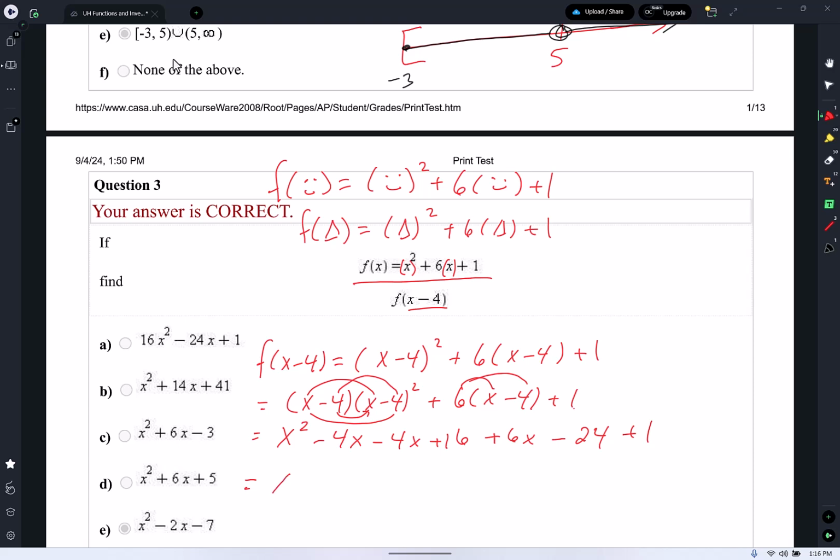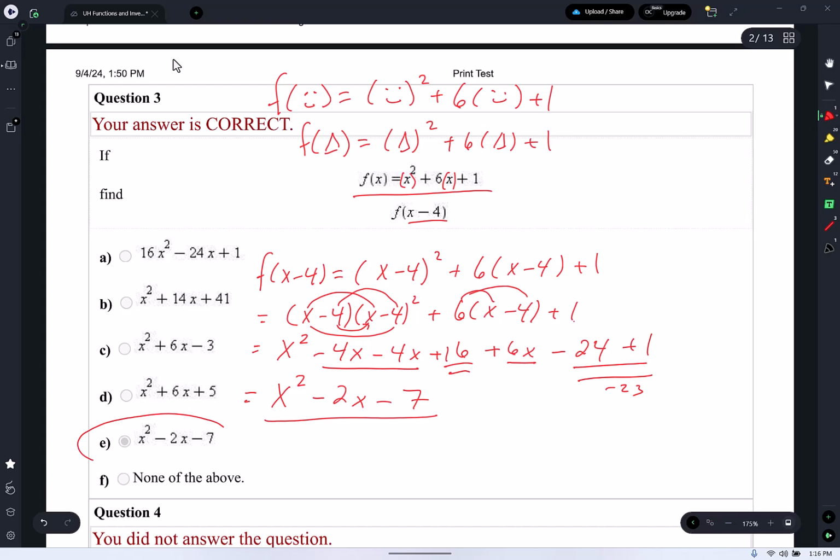This is the only x squared, so x squared. This is negative 8x plus 6x, so that's going to be minus 2x, right? See? Negative 8. The difference between 8 and 6 is 2, but the 8 is negative, so we keep that sign, whichever one's larger. Let's see. Negative 24 plus 1 is negative 23, and the difference between 16 and 23 is 7, but the 23 is negative, so minus 7. So there it is. X squared minus 2x minus 7. And this individual got this one right.